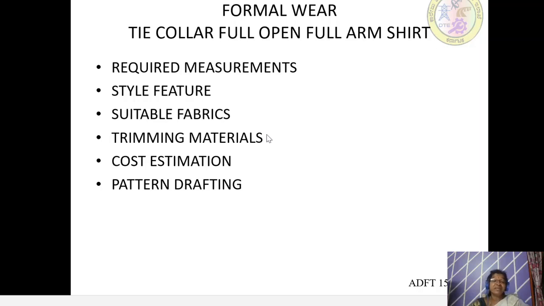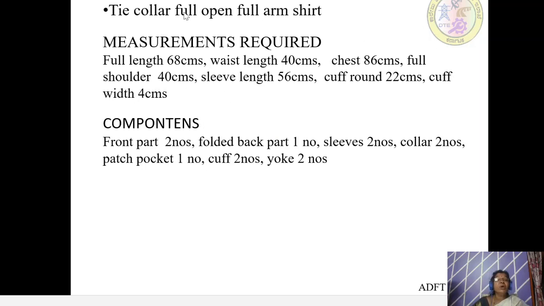Then pattern drafting, which is the most important part. In pattern drafting, we will be learning how to draft the back part of a tie collar shirt, the front part of a tie collar shirt, and the various components required to draft the garment. Now, we'll discuss one by one.